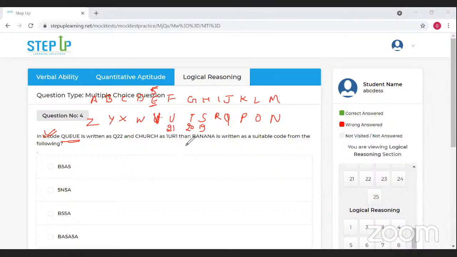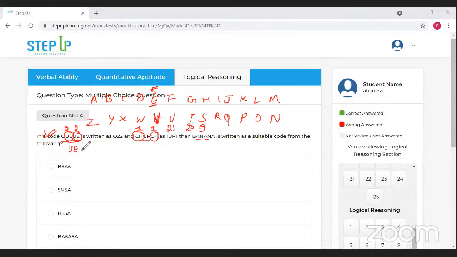Q22 and CH is 1, UR 1. Okay, so maybe CH they have considered as 1. So UR 1 1, UE they have considered as 2. But why they have considered it as 2, that's the question. Banana. ANAN. So BA should be there at the end. Randomly. Okay, so yeah, this could be one logic here.